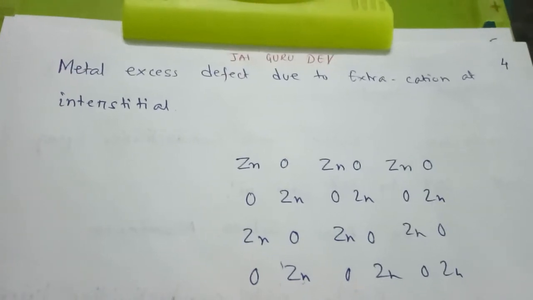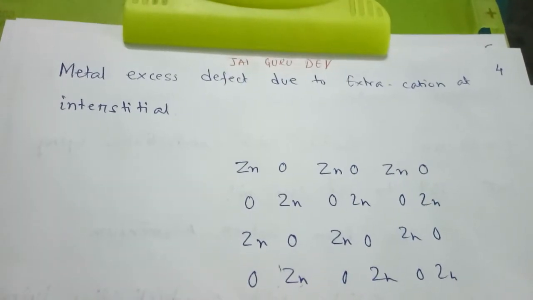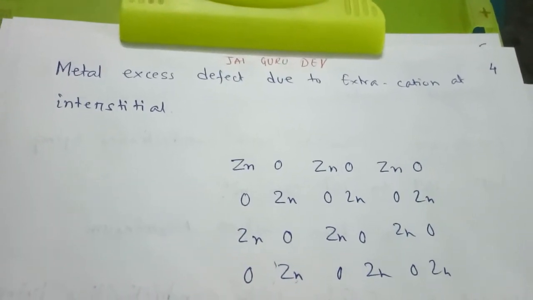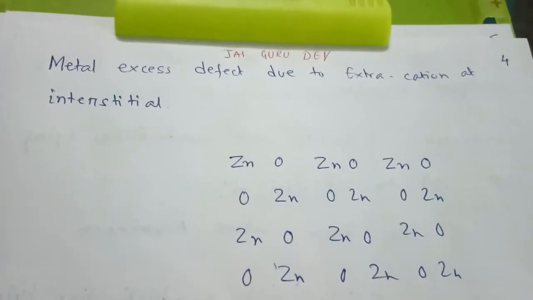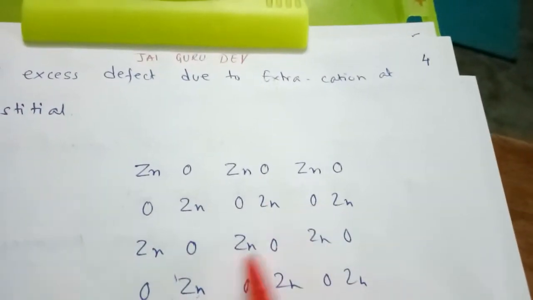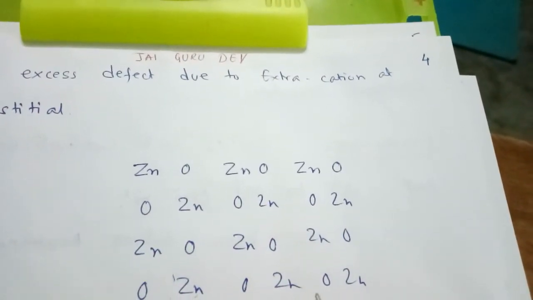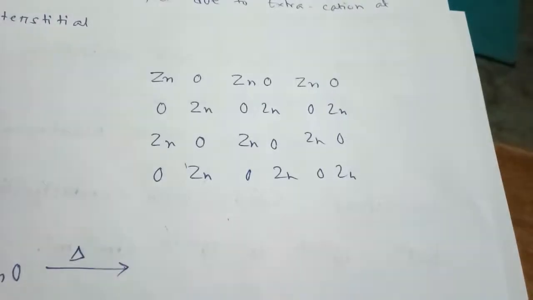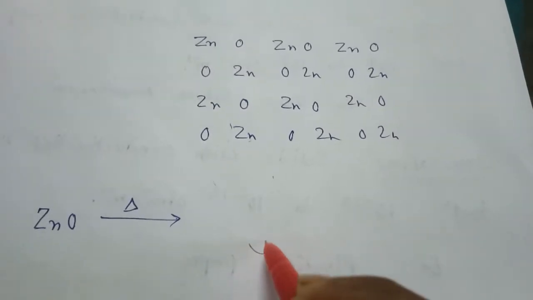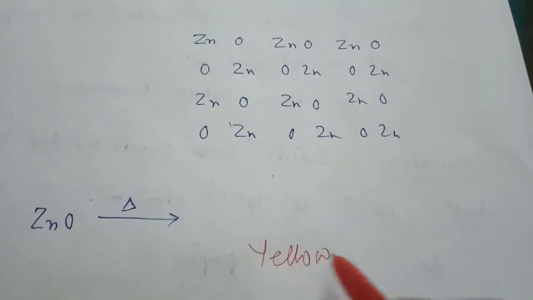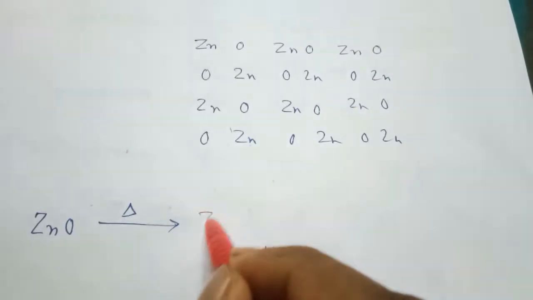Very good student. Today we'll start the metal excess defect due to extra cation at interstitial. Now, if I consider the zinc oxide crystal, it looks like that. What happens on heating zinc oxide? It turns yellow in color.